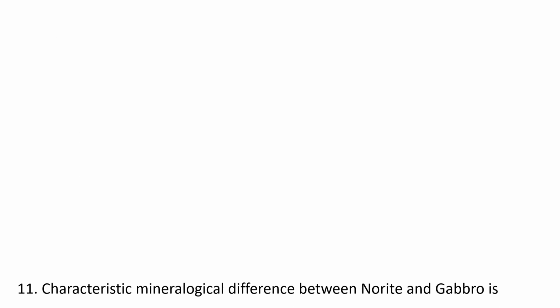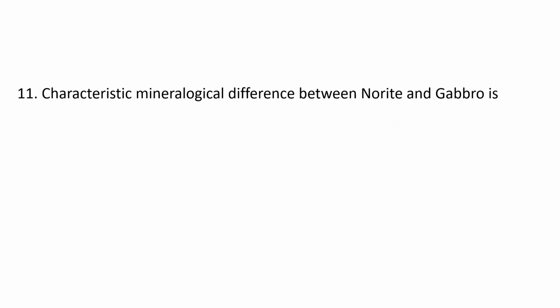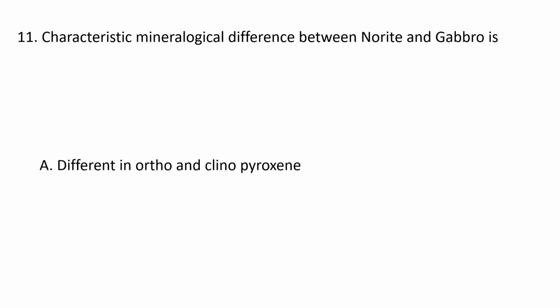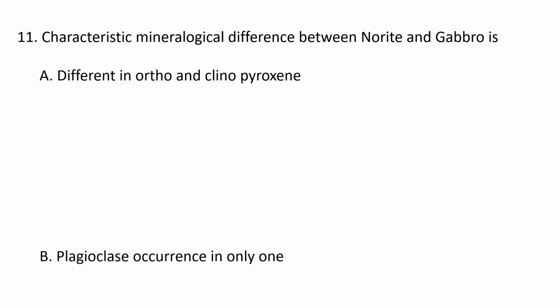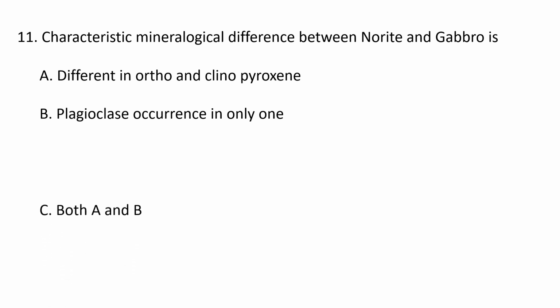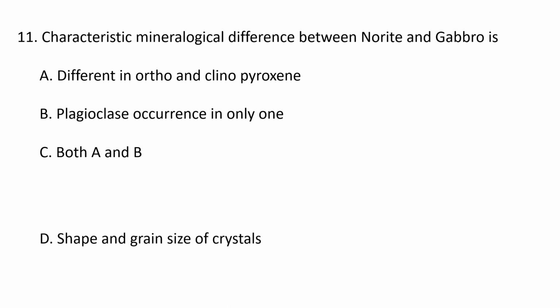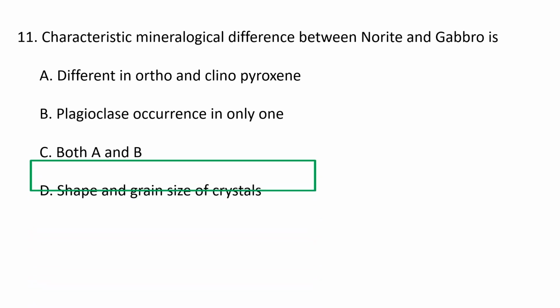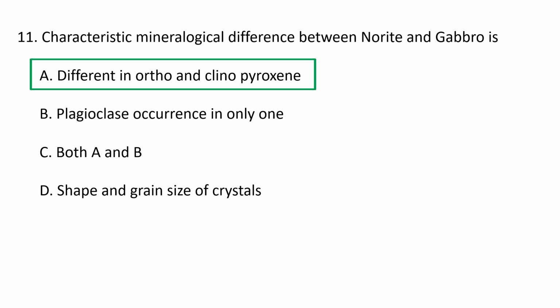Next question. The characteristic mineralogical difference between norite and gabbro is: A. Difference in ortho and clinopyroxene, B. Plagioclase occurrence in only one, C. Both A and B, and D. Shape and grain size of the crystals. So the correct option is that they are different in ortho and clinopyroxene.